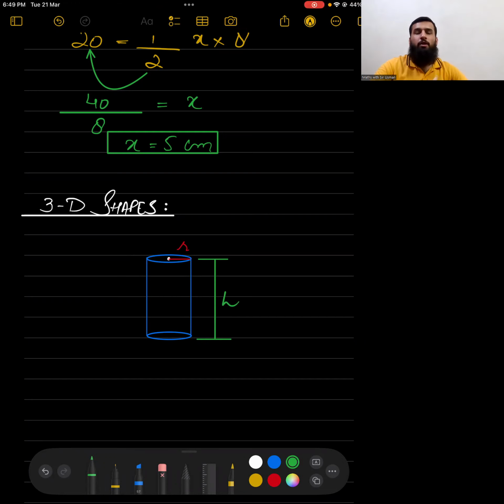Now, what we understand over here is that we have a shape which is having a circle at the top and a circle at the bottom. The circles at the top and bottom are identical and they are combined or joined by straight lines on either side. Now we have the radius for each of these circles and we have the height for this entire shape.